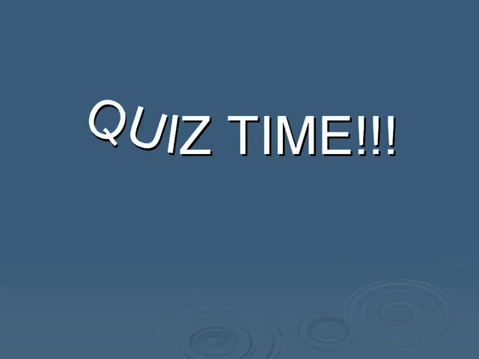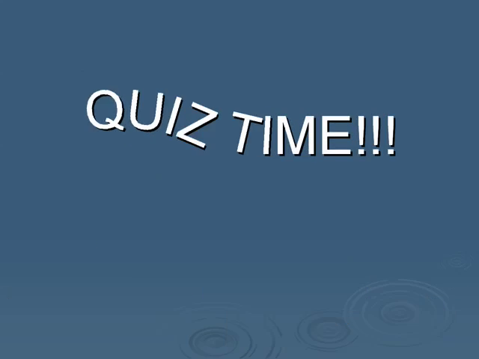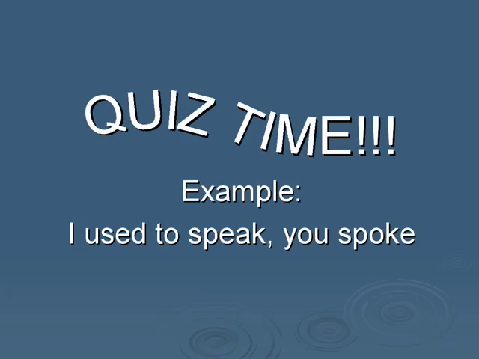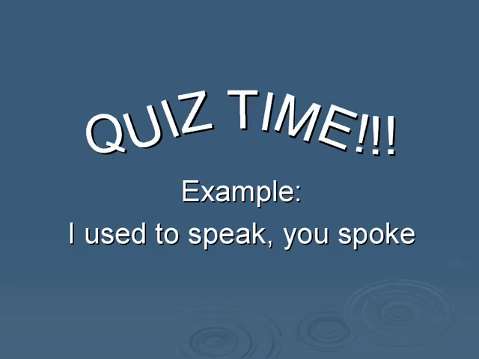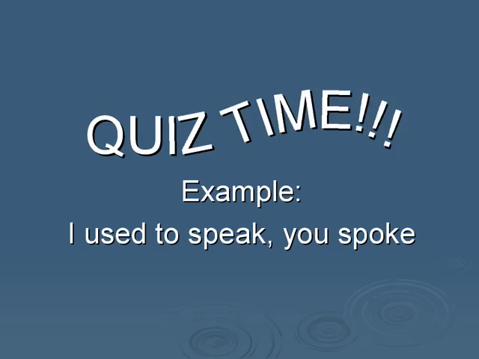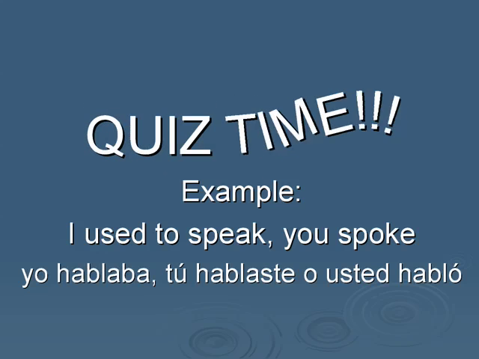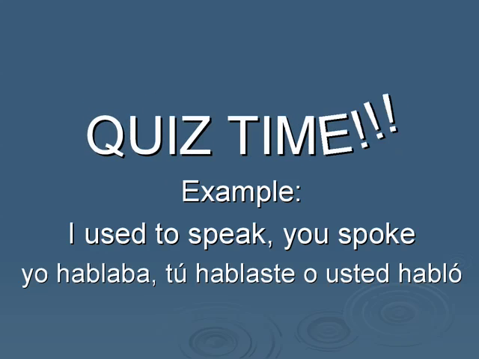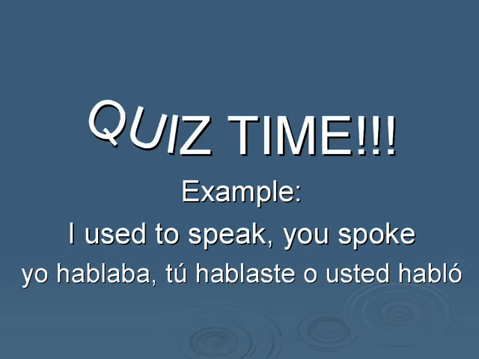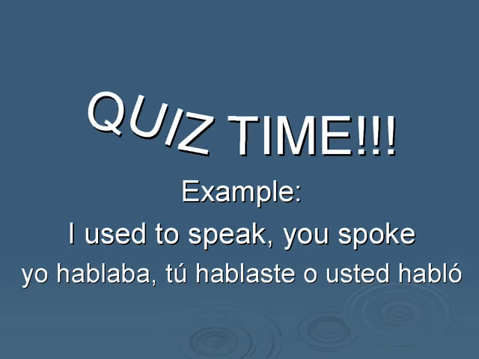So we're going to go over the quiz of 5 verbs that we're going to conjugate. An example would be I would ask, I used to speak, and you spoke. I'll give you some time, and then you will say yo hablaba, tú hablaste, o usted habló. There's going to be 2 answers for all the you questions. I want you to practice the formal and the familiar. Let's get started.